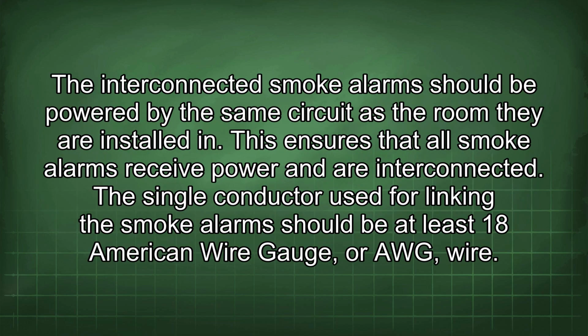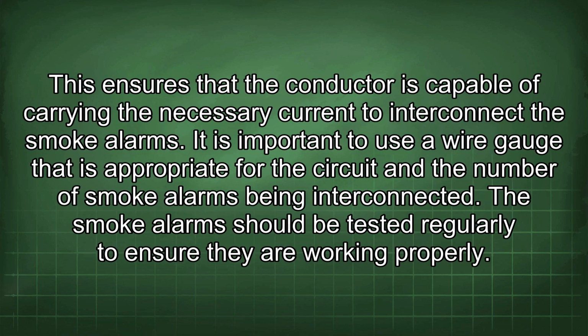The interconnected smoke alarms should be powered by the same circuit as the room they are installed in. This ensures that all smoke alarms receive power and are interconnected. The single conductor used for linking the smoke alarms should be at least 18 American wire gauge, or AWG, wire. This ensures that the conductor is capable of carrying the necessary current to interconnect the smoke alarms.